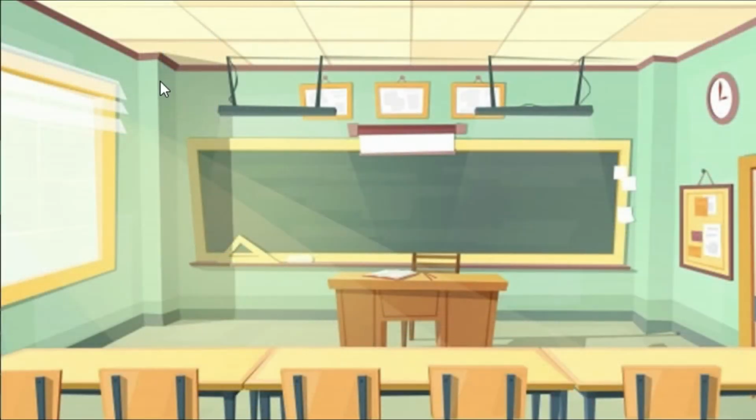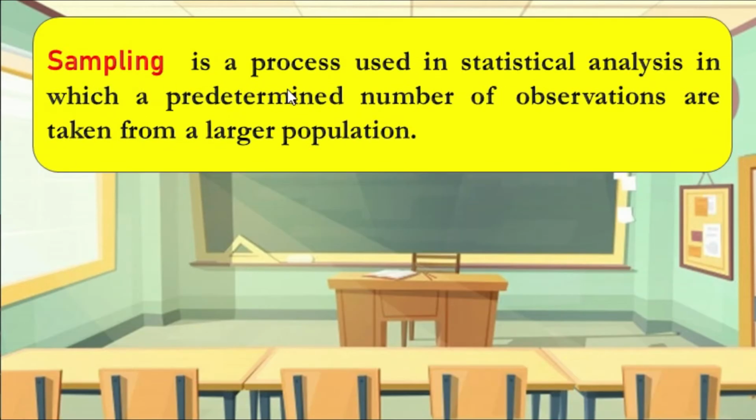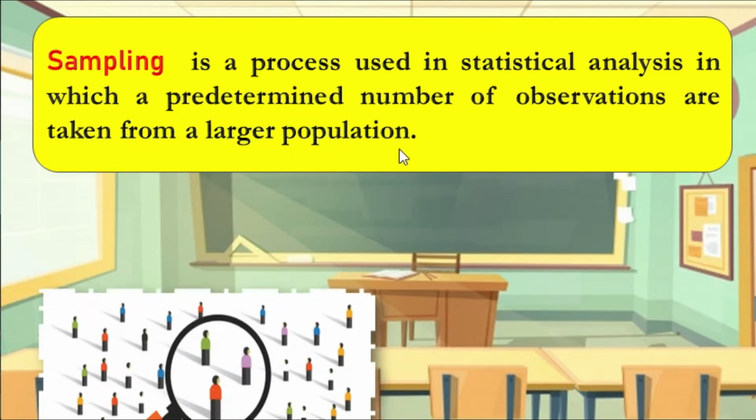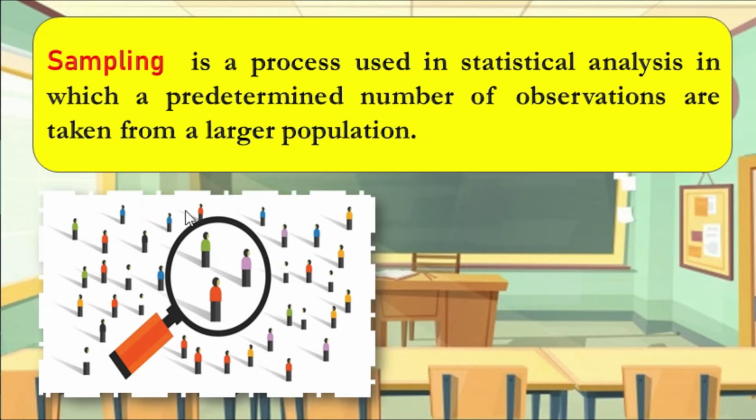What is sampling? It is a process used in statistical analysis in which a predetermined number of observations are taken from a larger population. So say for example, if you have this population and you only choose 3 out from this, the first picture describes that of all the population, you just choose 3 out from them.